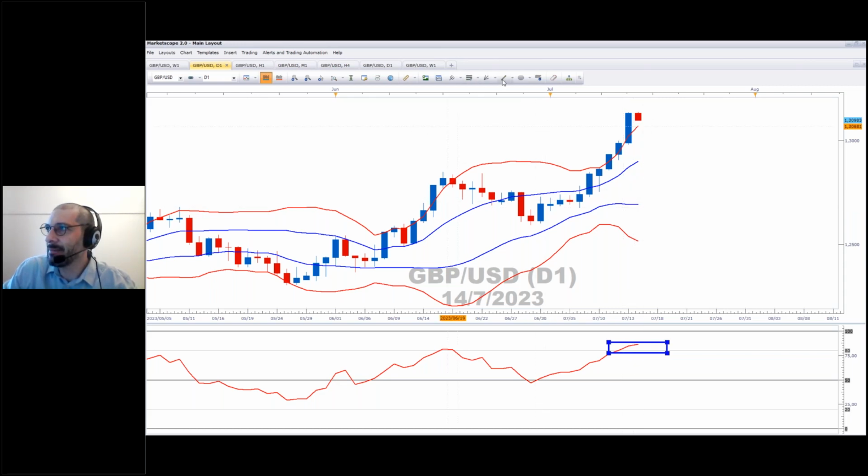So if we get some sort of pullback over here, then we can try and exploit it to the upside. It's very interesting to see that there is an overbought condition when the fundamentals, to me, seem to suggest support for the cable pairing. So any sort of pullback here, I think, is something that we've got to be wary of.